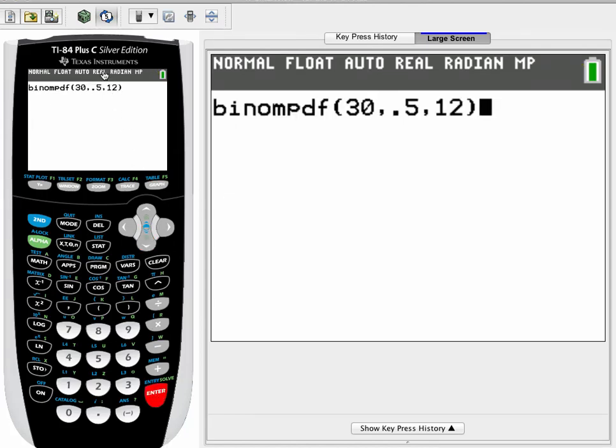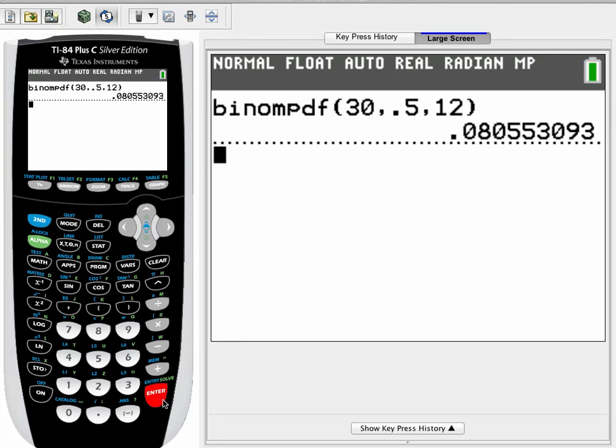If you have a TI-83 or an 84 that's not a plus C silver, then you would just enter like this: n, then the p, then your k, your number of successes you want. And our answer is 0.080553093.